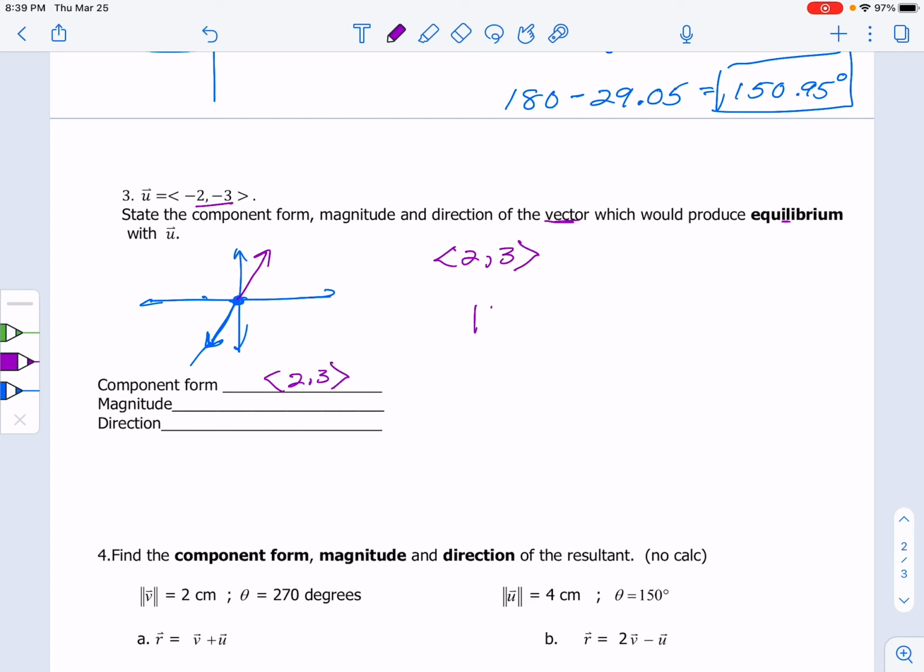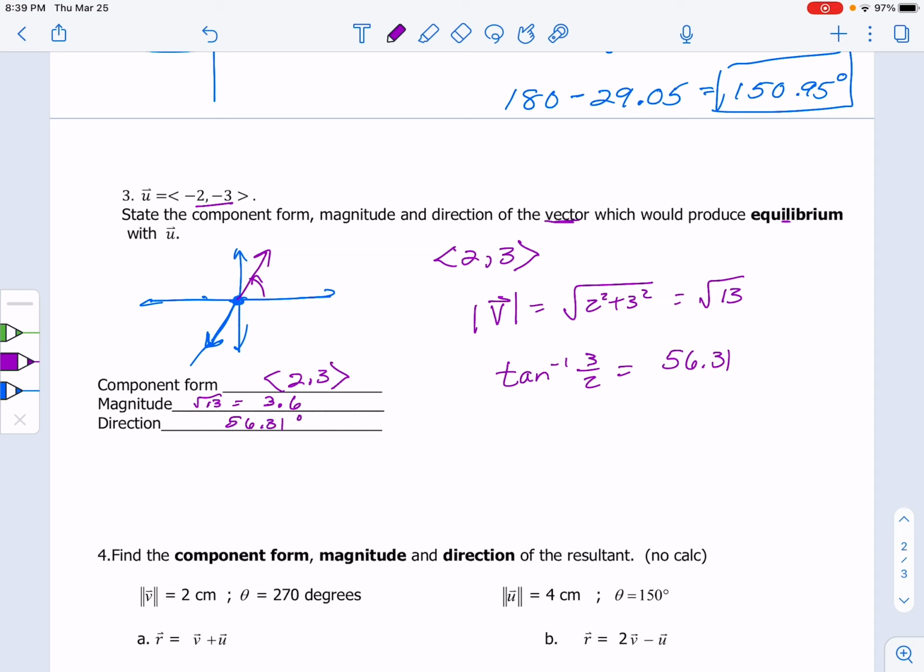Magnitude is the square root of 2 squared plus 3 squared. 4 plus 9 is 13. Okay, so the square root of 13 is exact. If you have a calculator in your hand, you can tell me it's 3.6. Then I do the inverse tan of 3 over 2, and I get 56.31. I'm in the first quadrant, so I don't have to add or subtract anything to it.